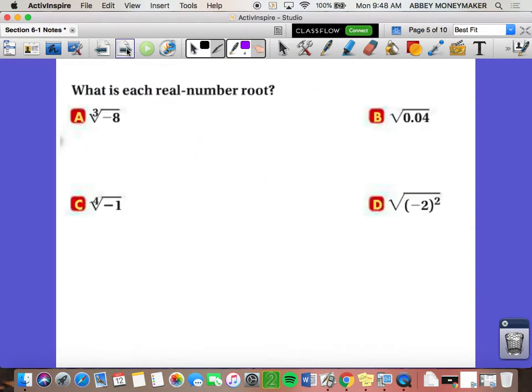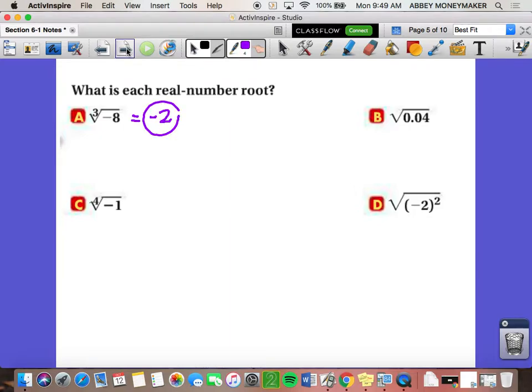Perfect. All right. This is the same thing here. What is each real number root? So we can go ahead and simplify these if we want to keep practicing. This should give you -2.